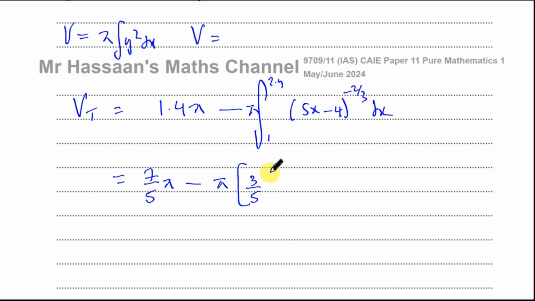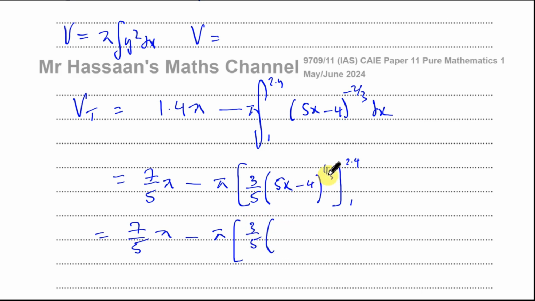Okay. 3/5 of 5x minus 4 to the power of 1/3. Limits between 1 and 2.4. So that gives us 7/5 pi minus pi times, and then we put 2.4 and 1 in here. So you have 3/5 times 5 times 2.4 minus 4, which, as we said, is 8 to the power of 1/3. Minus, and we can put 1 in here. So that's 3/5 times 1 to the power of a third, which is 1/3. Okay. And that will give us, hopefully, our answer.